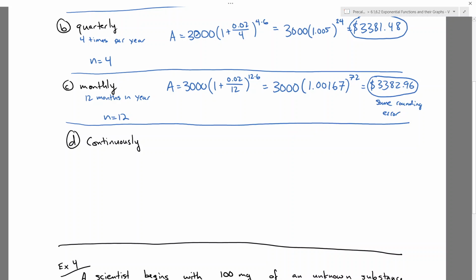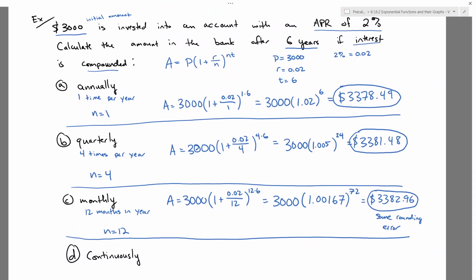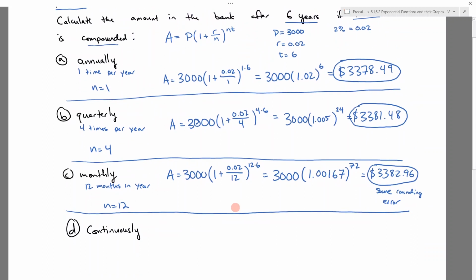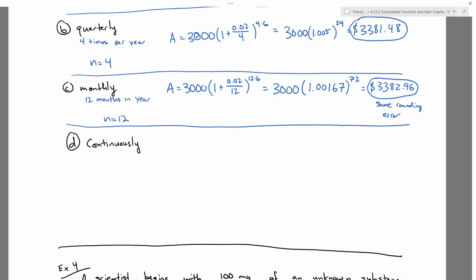Okay, so finally we're asked to compound continuously, and so the continuously compounding formula is a different one. It uses the exponential e. So continuously compounding means that the formula is A is equal to P times e to the rt. So again, this uses a different formula.